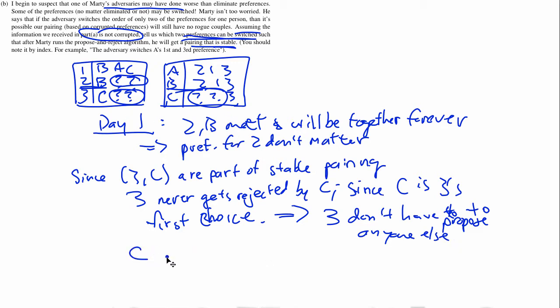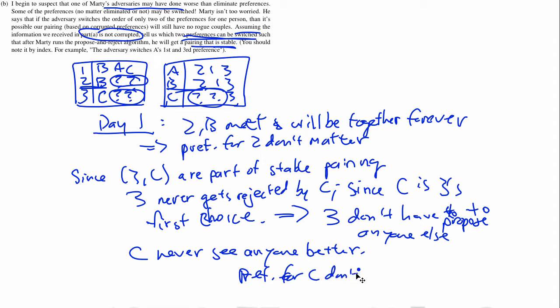And for C, she never sees anyone better. And so that's why the preferences for C don't matter. Well, I'm saying the question marks. So you can switch any of those preferences and they will not affect the stable marriage algorithm. Excellent. Let's move on to part C.